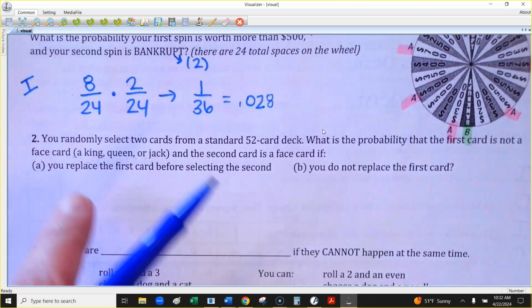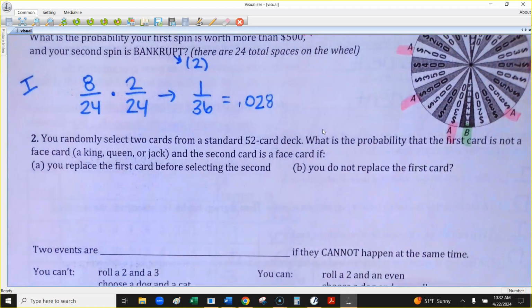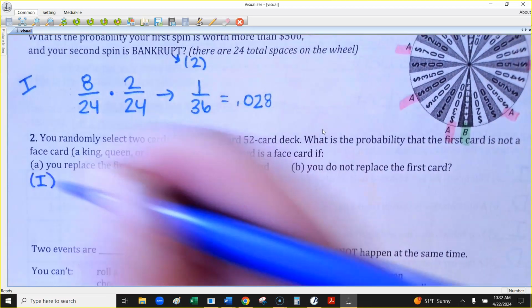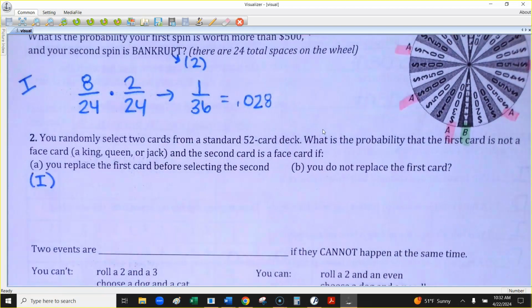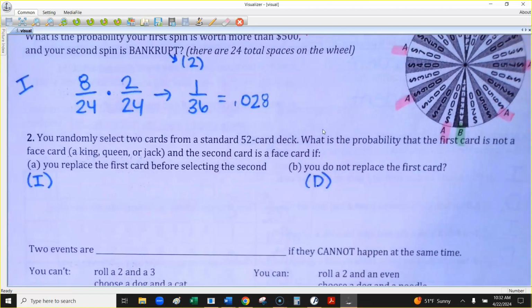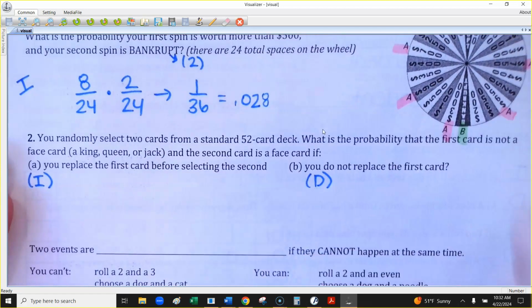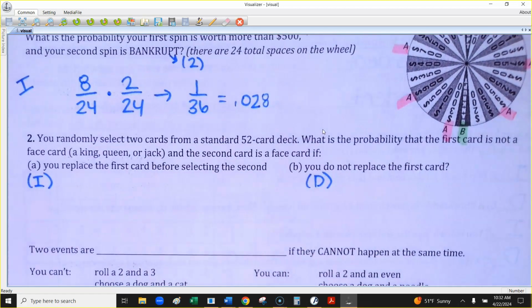Okay, 2 situations. If you replace the first card, then that automatically makes it an independent event, because if you take a card out but you put it back, you make the probability exactly the same. If you hold the card out, that changes the number that you have to pick from, so that second scenario would be a dependent situation. I just want to see if you guys know anything about cards here. So, how many cards in the deck are not a face card?